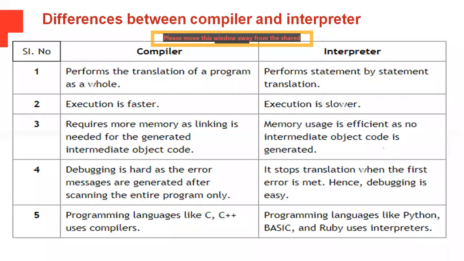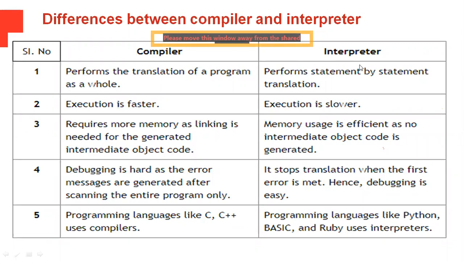So this is the difference between the compiler and interpreter. What is the difference between compiler and interpreter? Here, compiler performs the translation of a program as a whole. It performs a translation of a given source program. It is translated into a total program at once. Okay, it translates everything at once.